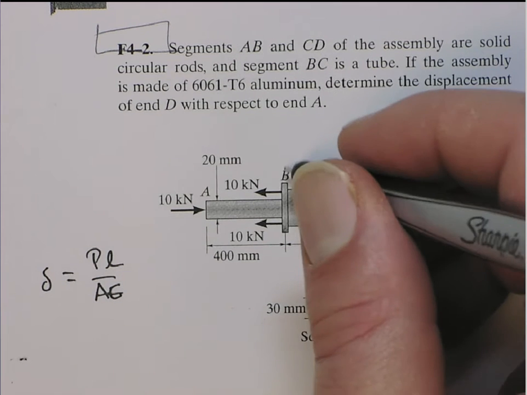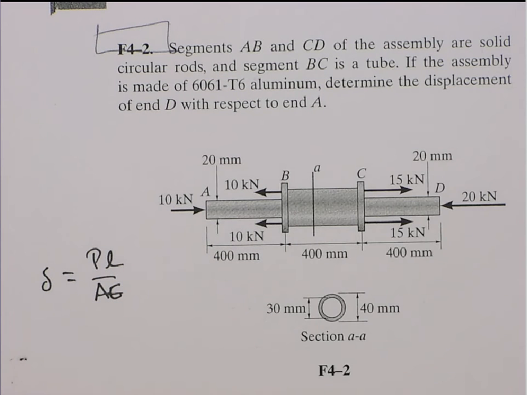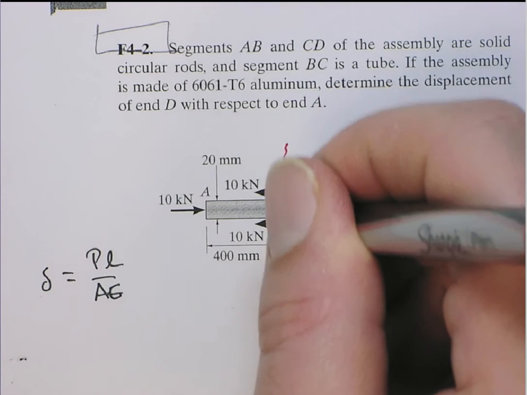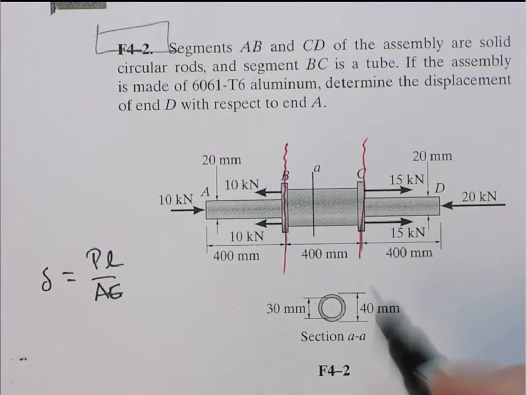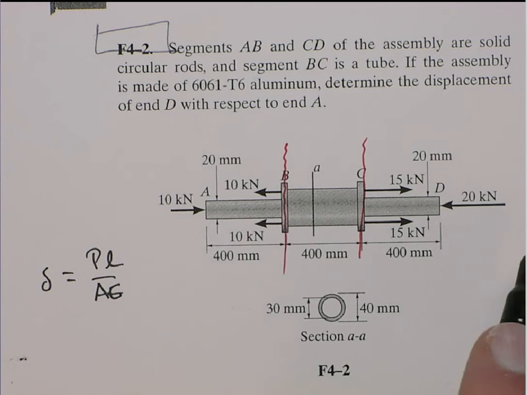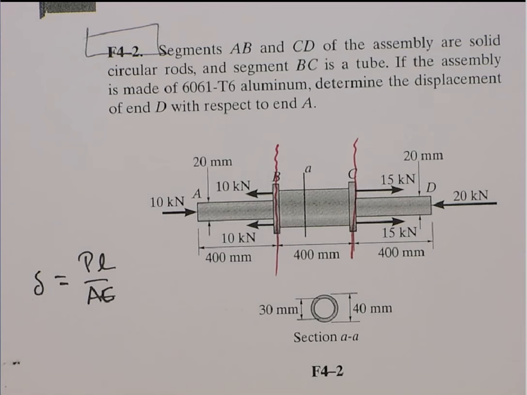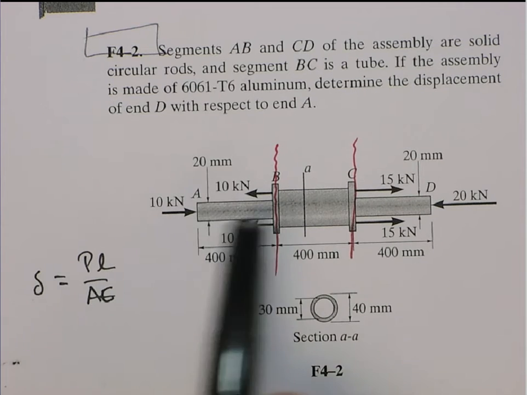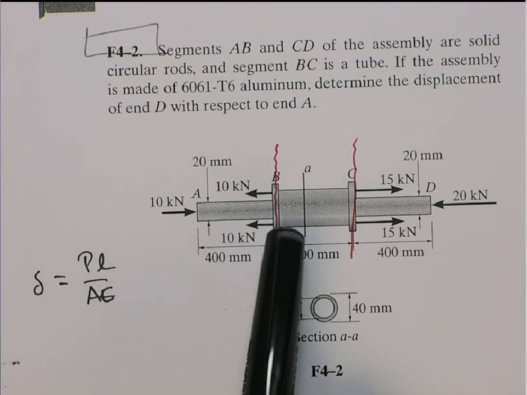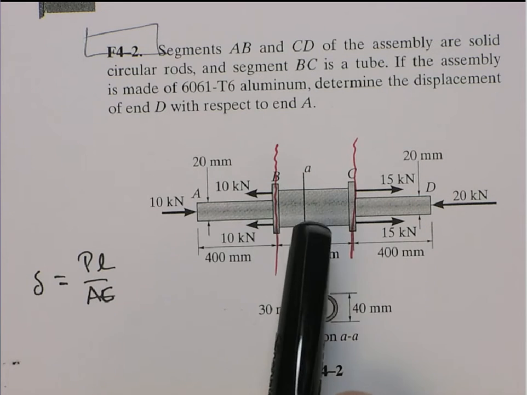So that means we have to consider three separate sections here. Okay? So we have the section from A to B, B to C, and C to D. Okay? And we can do PL over AE for all of these. Figure out the elongation or the compression of each section and then add them together. Okay?